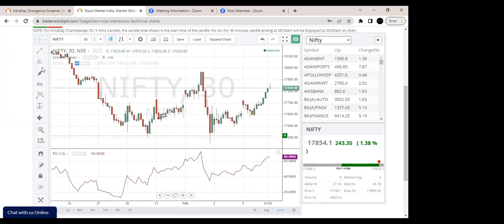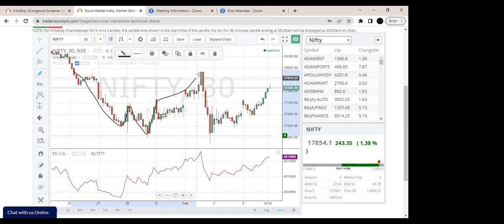As you guys can see here, the market is falling like this, and it's making lower high, lower low, lower high. Again, it went up here, and again it made one lower low, and again it's making a lower high. So it means the market is making lower lows and lower highs. It means it's completely in a downtrend.